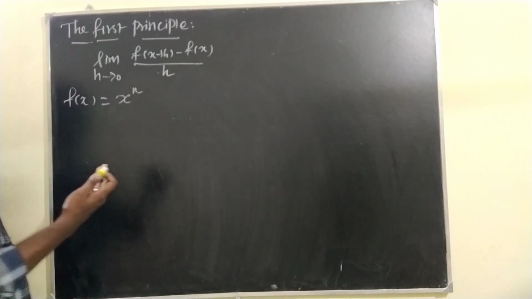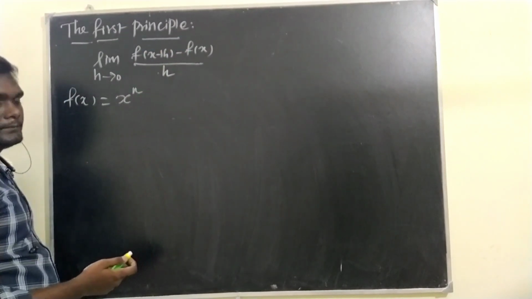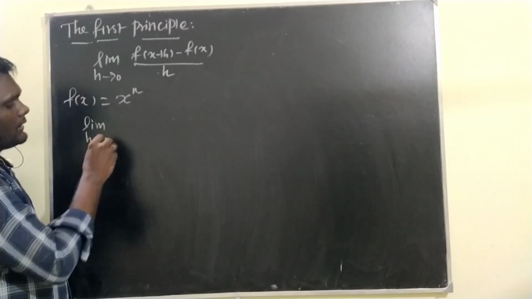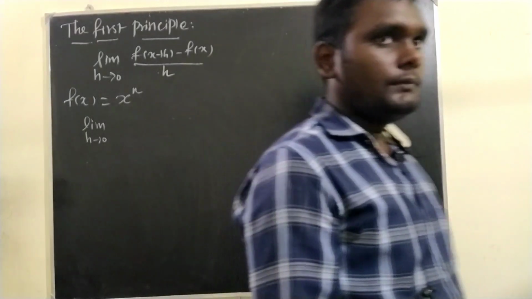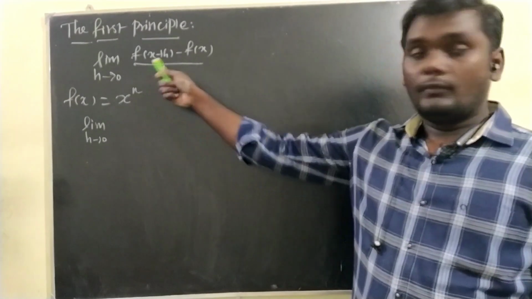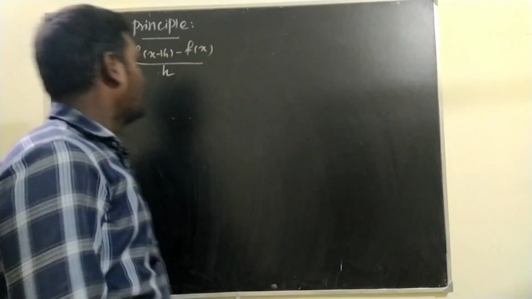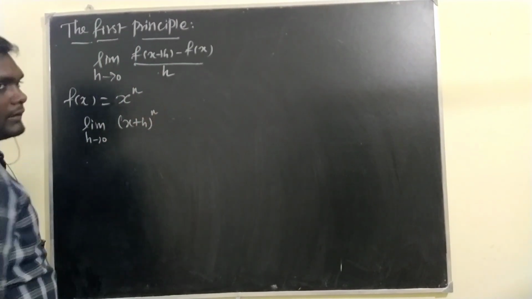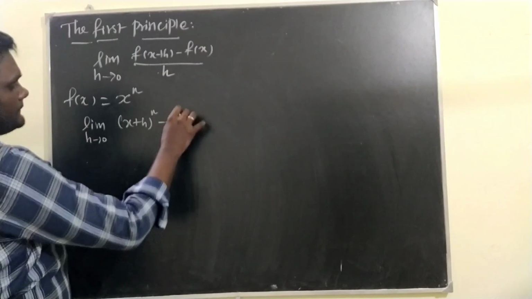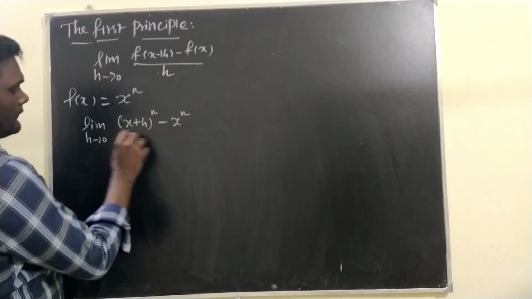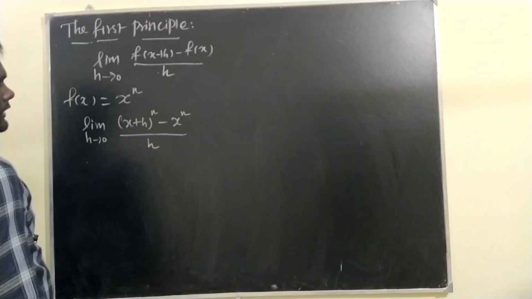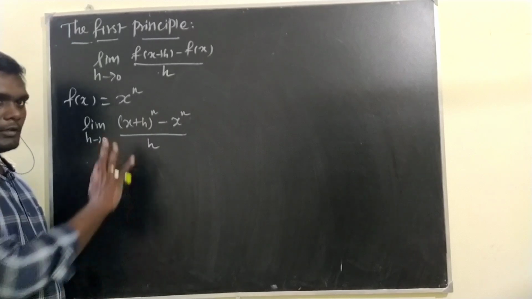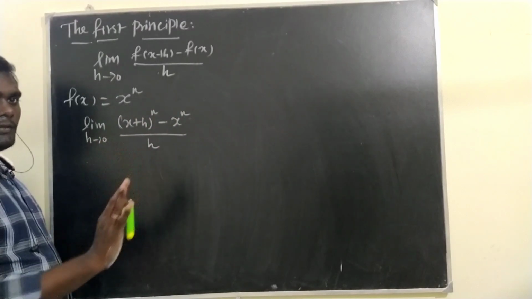If you take f of x equals x power n and substitute here, then what you will get? Limit h tends to 0, f of x plus h minus f of x divided by h, where f of x means x power n. So this is x plus h whole power n minus x power n divided by h, right? Any doubts on this? Using first principle we applied.